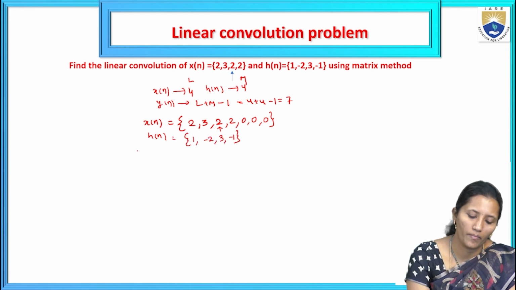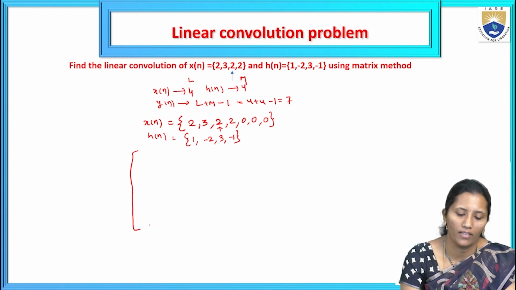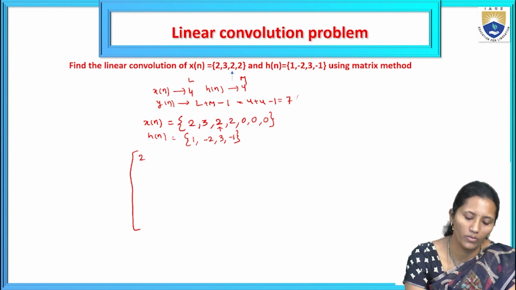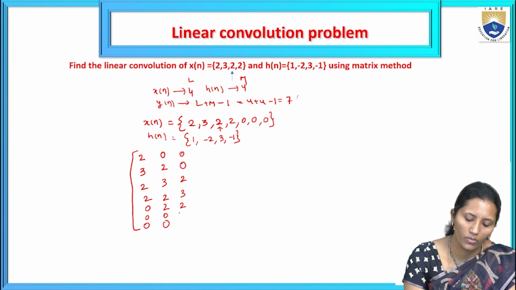So the same matrix method as for circular convolution: we have to take any sequence. Here I am taking 2, 3, 2, 2, 0, 0, 0. Rotate the last sample to the first, and these samples will come down: 2, 3, 2, 2, 0, 0, 0, then 0, 0, 2, 3, 2, 2, 0, and 0, 0, 0, 2, 3, 2, 2.